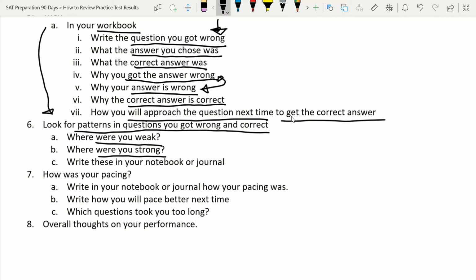Identify areas where you're strong. If you know that you're really strong on the writing section, then probably spend some more time on the math section. If you know you're strong in the math section but weak in the writing section, spend more time on the writing section. Okay, so identify where you're weak and strong.